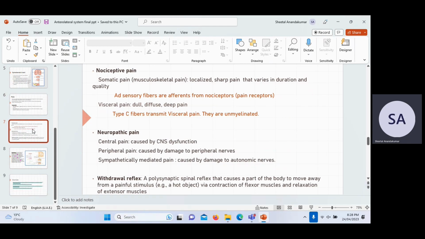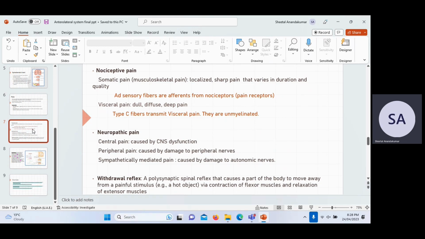Nociceptive pain is generally divided into 2 types, somatic and visceral pain. Somatic pain, which is musculoskeletal pain, is a localized sharp pain with varying duration and quality. Quality could depend on whether it is deep somatic or superficial somatic pain. And it is generally transmitted by the A delta sensory fibers. And then we have visceral pain. Visceral pain is a dull, diffuse, deep pain that is transmitted by type C fibers. One difference between the A delta sensory fibers and type C fibers is that A delta fibers are myelinated and type C fibers are unmyelinated.